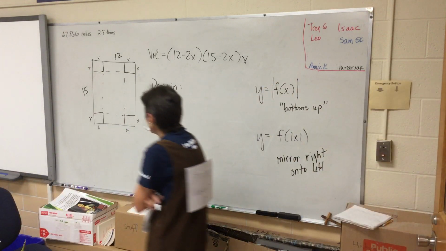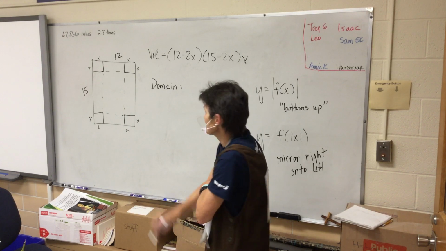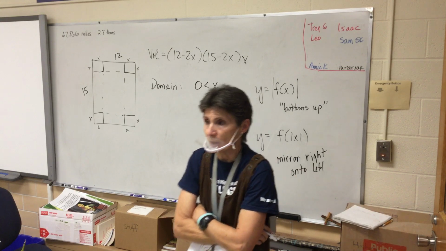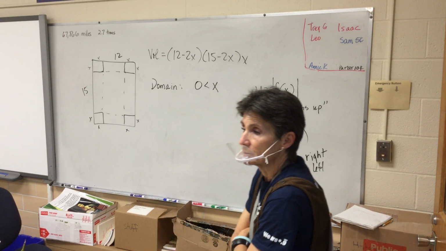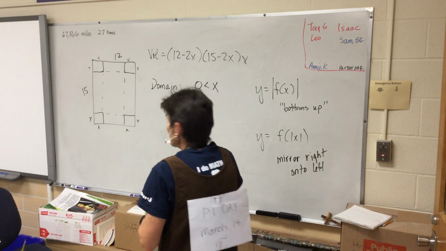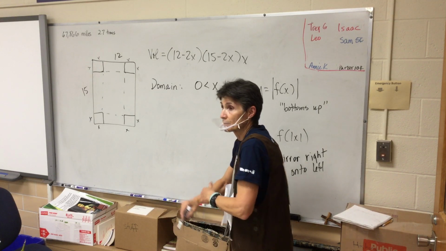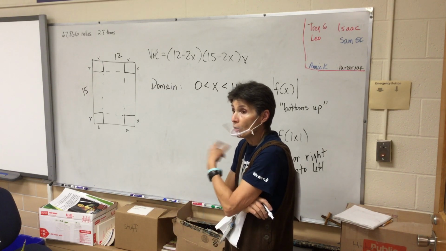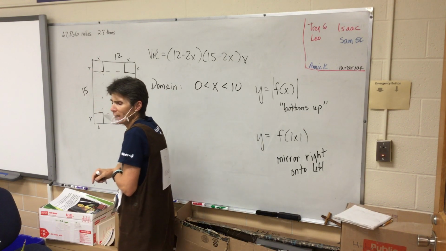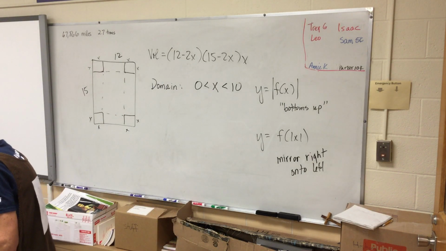Okay, so the domain, whatever x is, it has to be positive. So I'm going to say x has to be bigger than 0. Now, that should be, I don't know, remember, x is 10. Can I go all the way up to 10? Think about this picture. Can those be 10? No, why not? Because you only have 12.